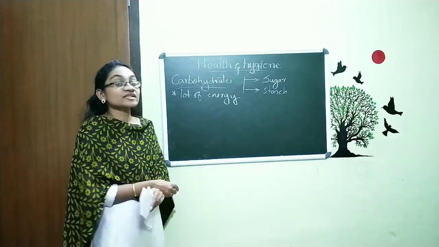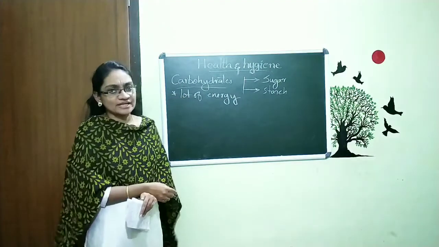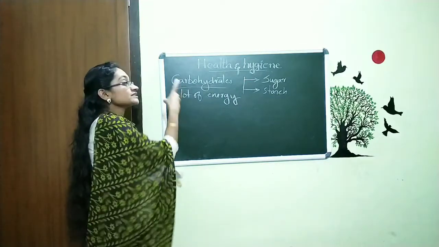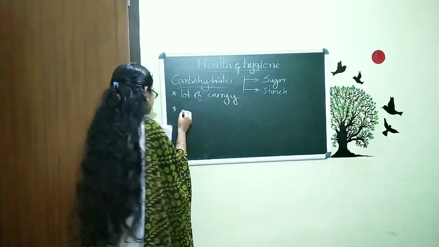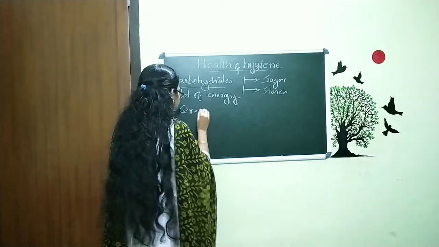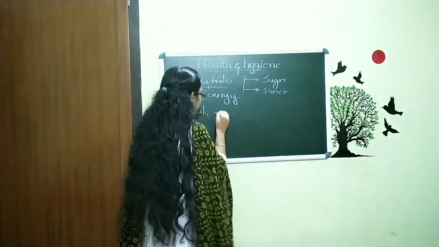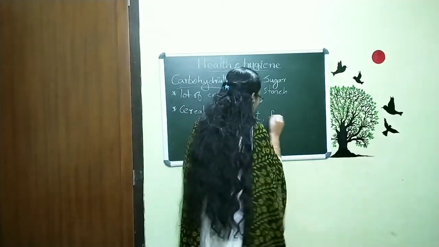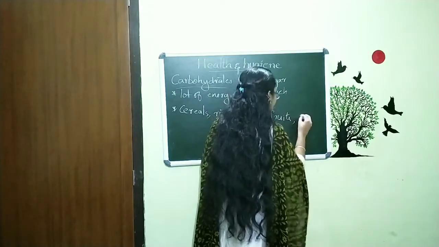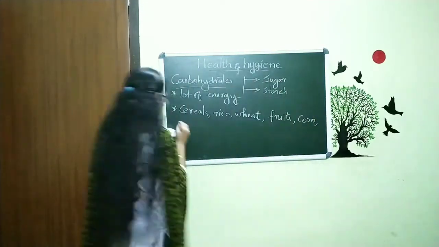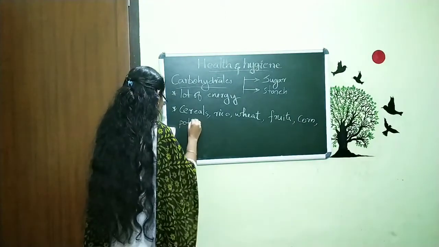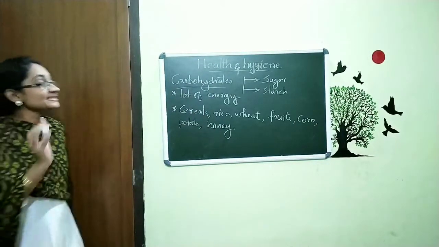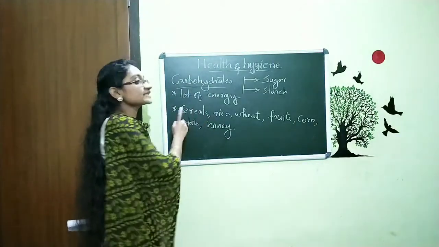Now the question is, which are the food items that contain carbohydrates? Now we are going to look at that. The examples of food which contain carbohydrates are cereals, rice, wheat, fruits, corn, potato, honey, etc. So these are some of the food items which contain carbohydrates.